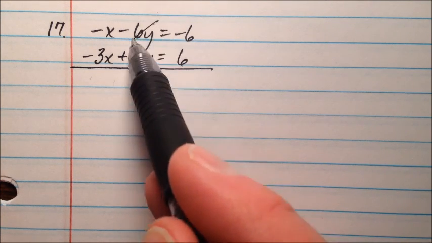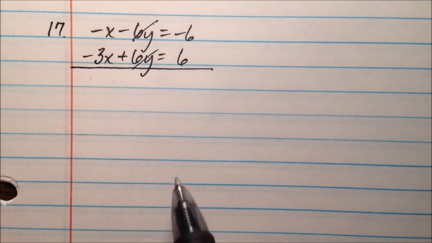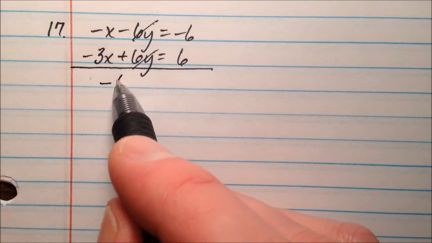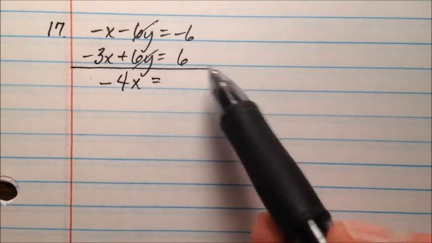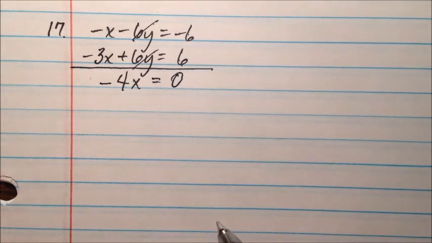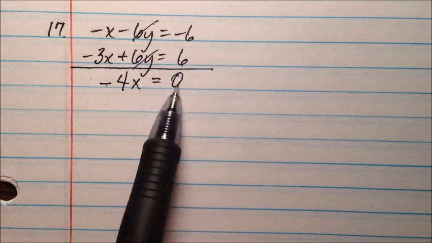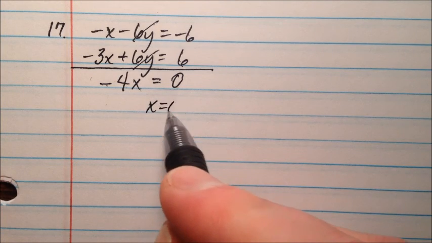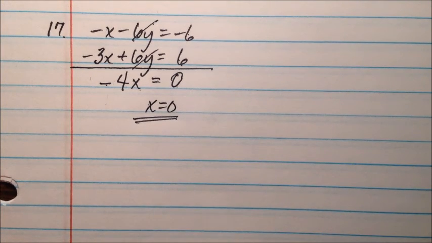What will happen is these y's will cancel each other out, and we'll get negative 4x equals, and it happens that also the negative 6 and the 6 cancel out, so 0. So if negative 4x equals 0, then that means x equals 0. So we automatically have one of our values right there.